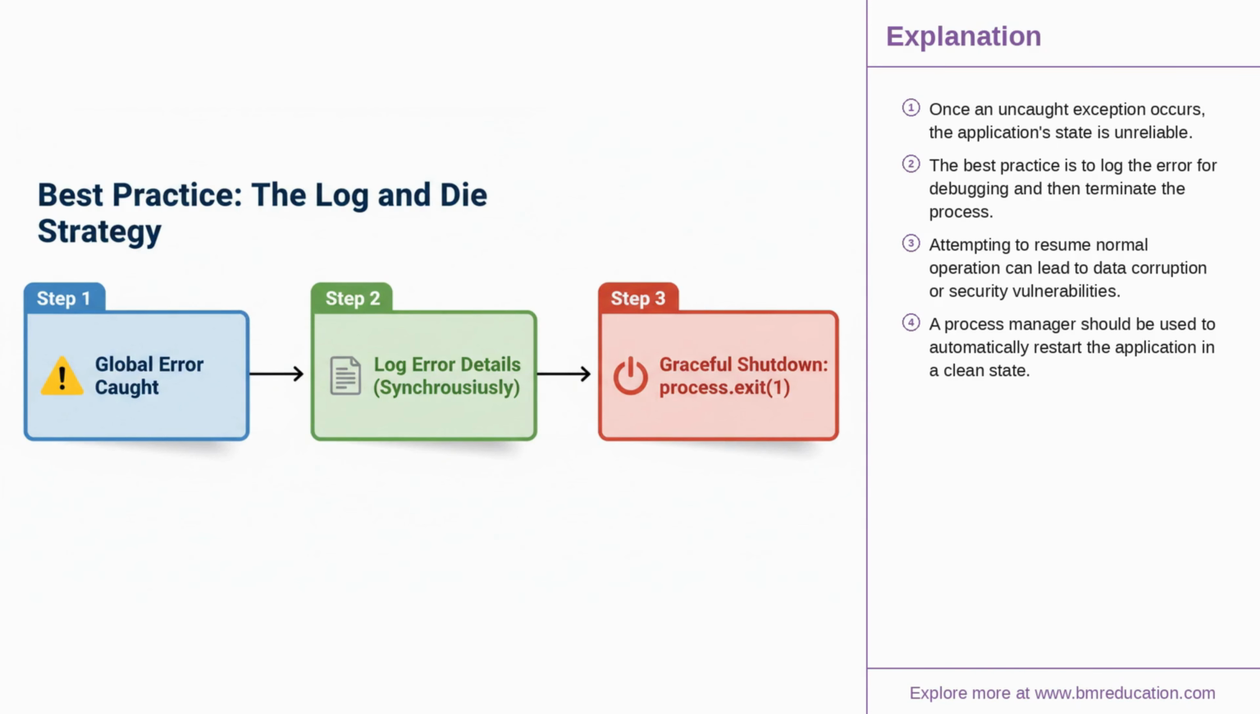The universally accepted best practice is the log and die strategy. Inside the handler, you must synchronously log the error with as much detail as possible, perform any immediate cleanup, and then gracefully shut down the process using process.exit(1). Anything less risks unpredictable behavior.